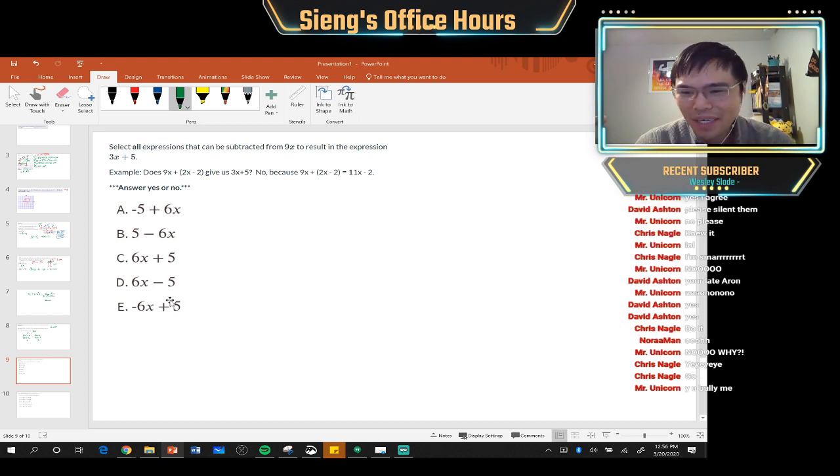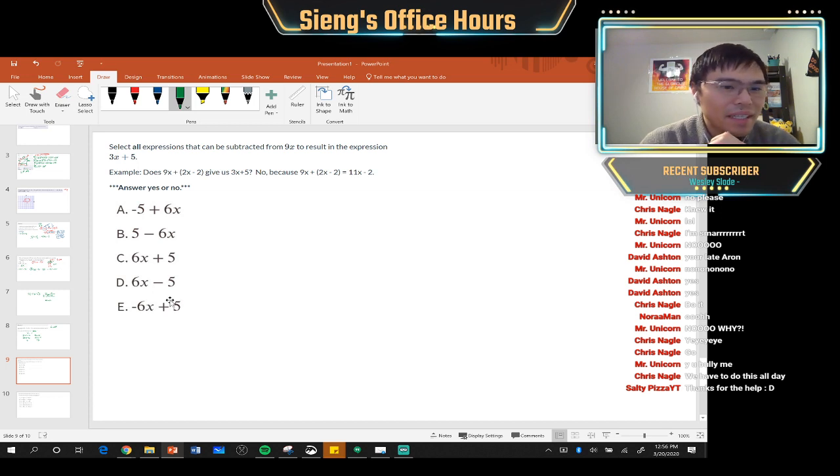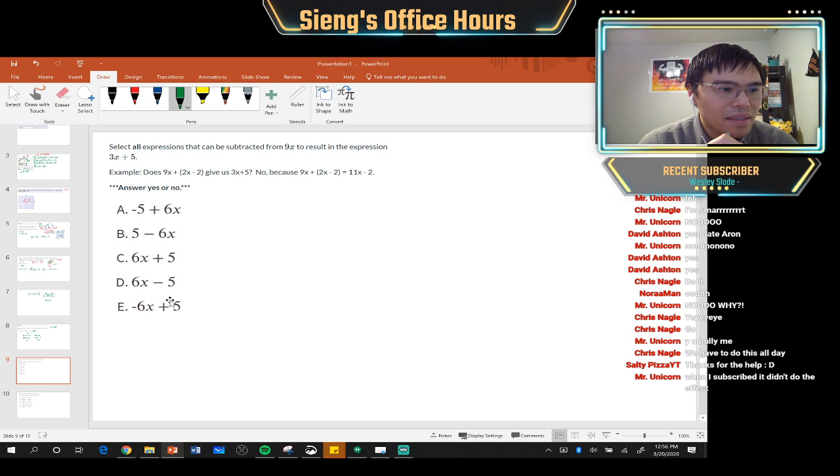Hey, I want to do this cooldown. So this is number 2. We have to select all expressions that can be subtracted from 9x to result in the expression 3x plus 5. This is weird because the example asks, does 9x plus 2x minus 2 give us 3x plus 5? Basically, we're taking A, B, C, D, and E, and subtracting each from 9x.